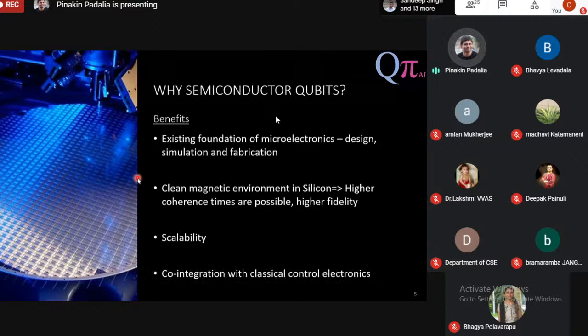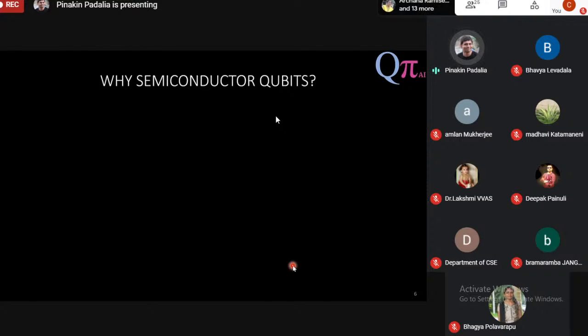And lastly, it allows for co-integration with classical control electronics, which means even for a quantum system, when you want to talk to the qubit or do any operations on the quantum bit, we are going to use a classical interface. It has to go through a classical electronic chain, which would comprise, for example, amplifiers, ADCs, or filters and stuff like these. Which means there should be a possibility to integrate both the quantum and the classical parts in one place. And why I stress this co-integration is because of the aspect that we have already seen in the past.